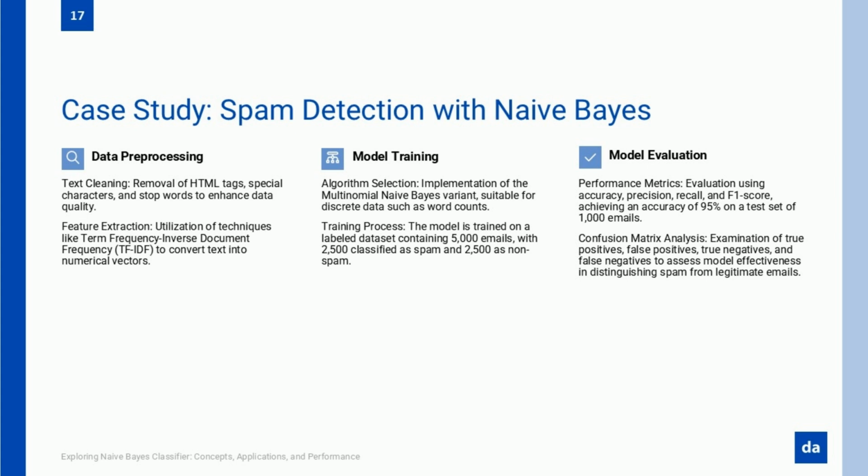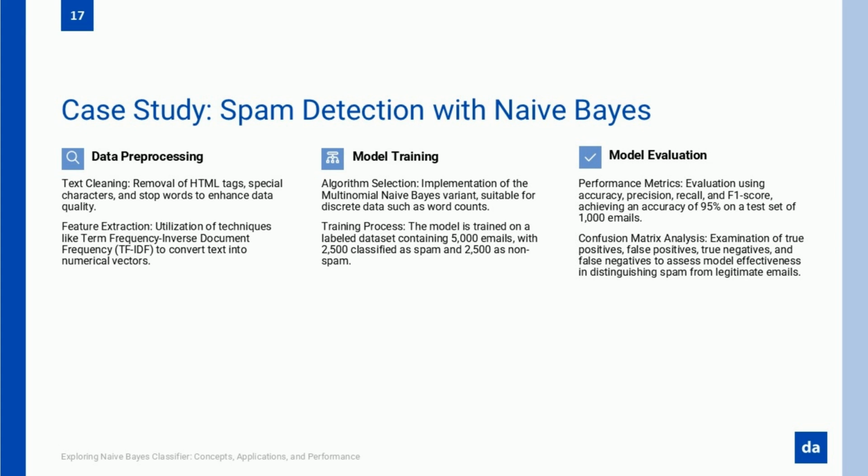With the data ready, the naive Bayes classifier is trained using the multinomial naive Bayes variant. Since email classification is based on word frequencies, multinomial naive Bayes is ideal as it calculates probabilities based on term occurrences. The model learns which words or combinations of words are most indicative of spam and which are commonly found in legitimate emails.